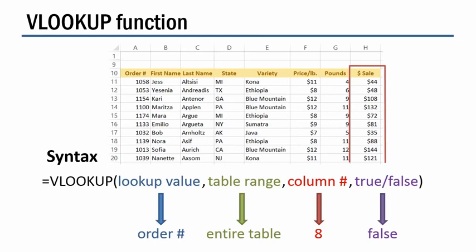Now, there are times when an approximation is all right, but when we're looking at order numbers, and when we want to plug in an order number and find the sale amount of that order number, we really don't want an approximation. And then, of course, we close the function with a matching parenthesis.